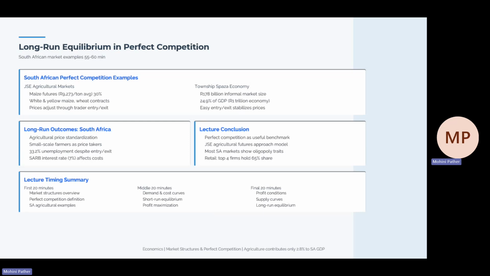So there are wheat contracts. Okay, so any of you interested in trading on the agricultural markets, you can adjust your entry and exit. Okay, you're a trader, so you're simply trading contracts.